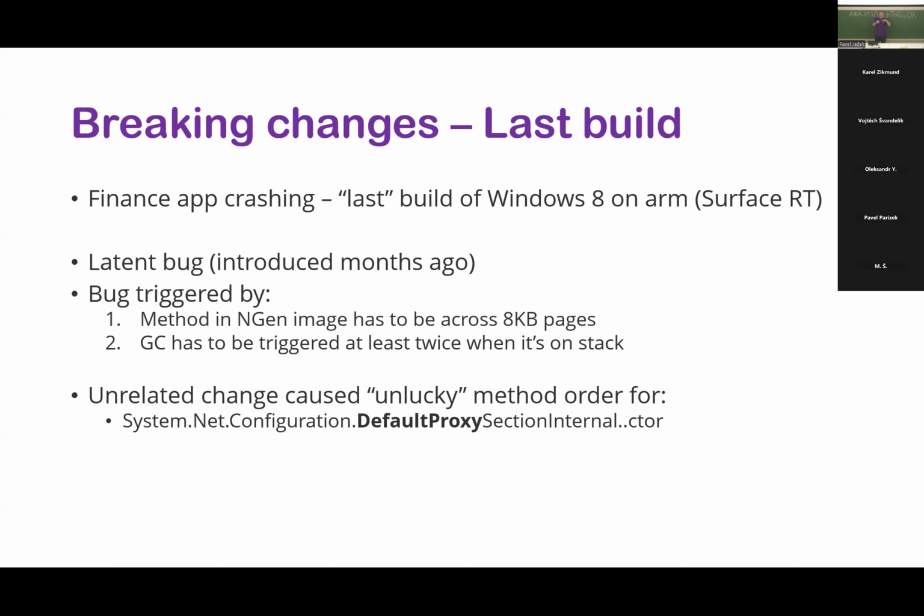So GC kicks in here and there, right? Well, it kicked in, it called this function twice on the call stack, and it just happened in the last build, some unrelated change somewhere pushed this thing on the 8K boundary.